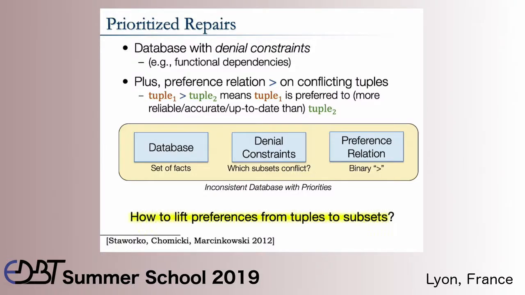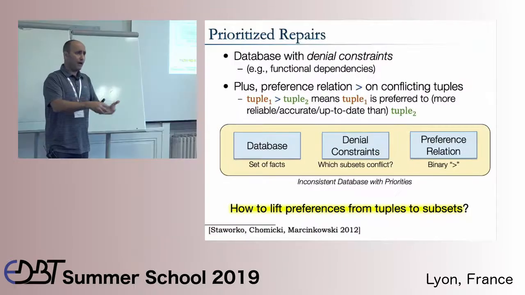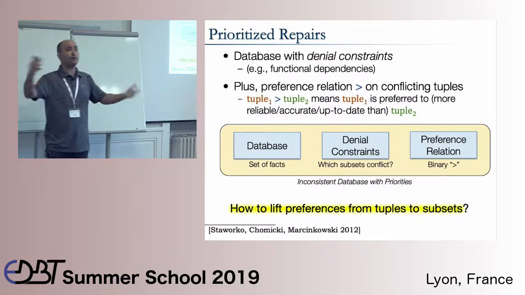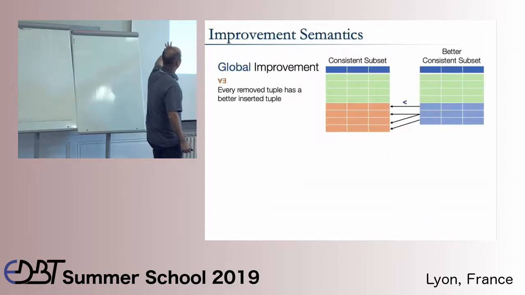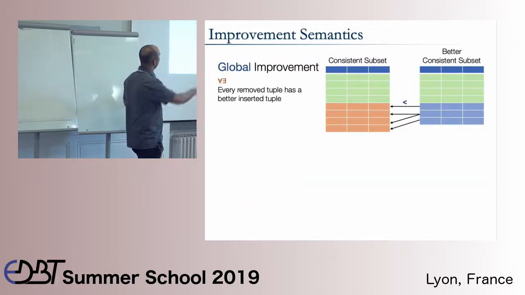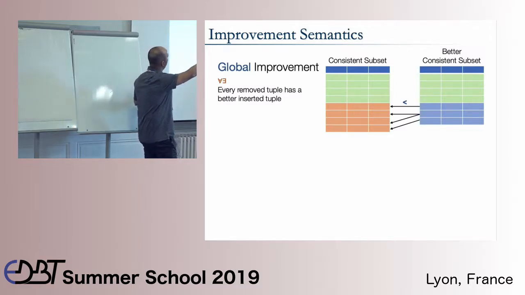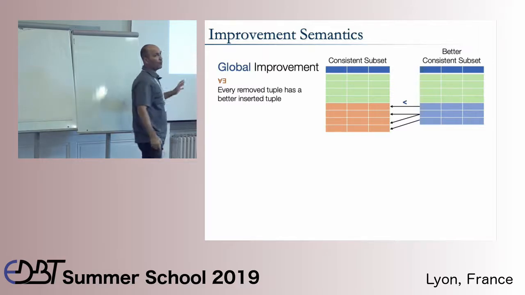And then the main question here is, you have preferences between the tuples. How does that translate into preference between subsets? This is what we want in the end. What is the best subset? And there are several different definitions. One subset improves upon another subset, and these are all consistent subsets, if for every distinct tuple of the left one, there is a better distinct tuple of the right one. Okay, this is a global improvement.